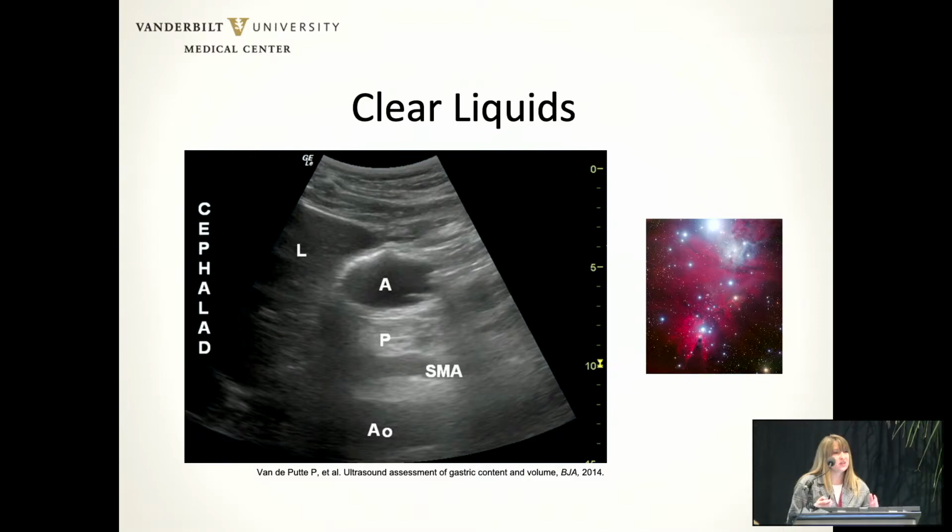So now we're going to look at clear liquids or just gastric fluid, okay? If someone has drinking fluid or just has gastric secretions in their stomach, what you're going to see is the antrum distended with just this hypoechoic contents, okay? Sometimes, especially right after they drank, and it's kind of fun to do this in the recovery room, just have them drink a little bit of Sprite or something, and you can see these little air bubbles, and they'll appear as mobile echoes, okay?